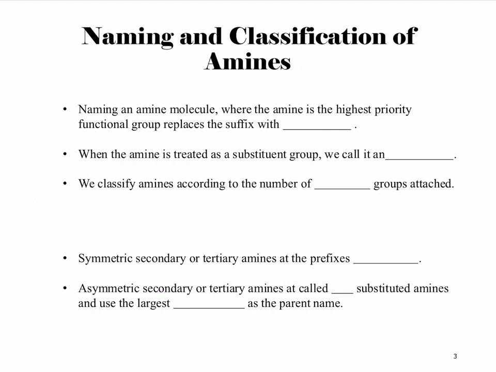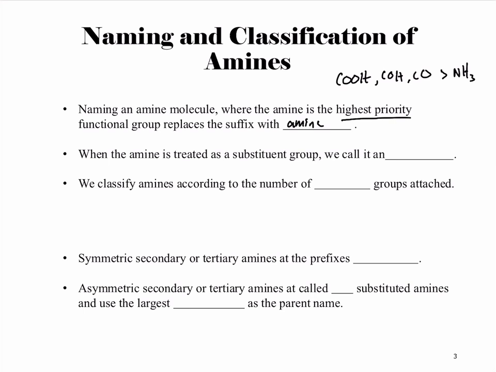Okay, so let's get into the naming and classification of amines. So naming an amine molecule where the amine is the highest priority functional group, and amine is going to be behind carboxylic acids. So COOH, COH, and CO are all going to be greater than amines. And so where it is the highest priority functional group, we replace the suffix with amine, right? So it's a pretty straightforward naming convention.